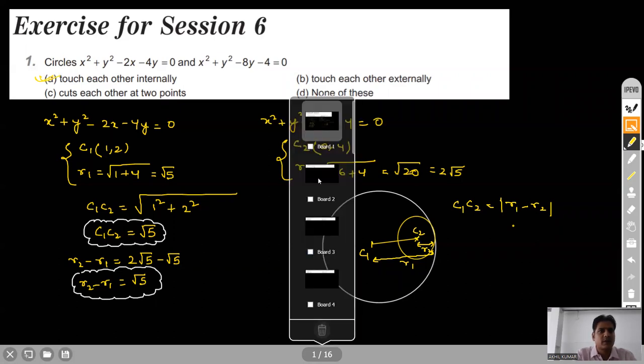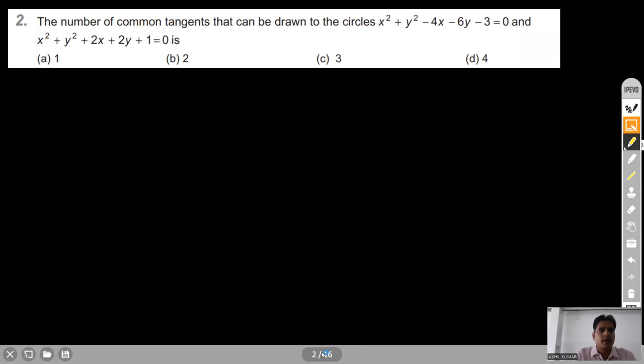Now let's move to the next question, question number 2. The number of common tangents that can be drawn to these circles. The equations of two circles are given in our question, and the question is asking to find the number of common tangents possible for these two circles. So let's write the equation of the circle. Here is our first circle, x square plus y square minus 4x minus 6y minus 3 equal to 0.